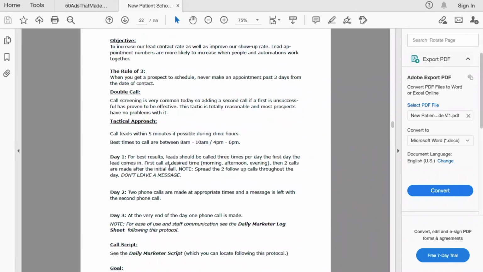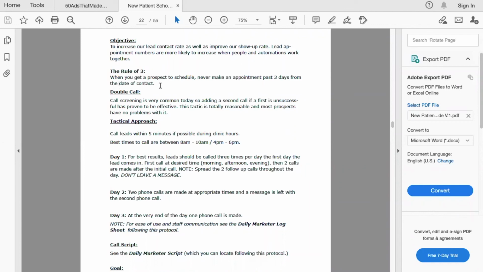Couple things. The rule of three. All right. Now I'm going to get into the most egregious offenders of the confirmation. One is the rule of three. Okay. If you're not getting a show rate that is 70% or higher, it may be because you are violating this rule. You don't ever make an appointment past the third day from the point of contact with the lead.